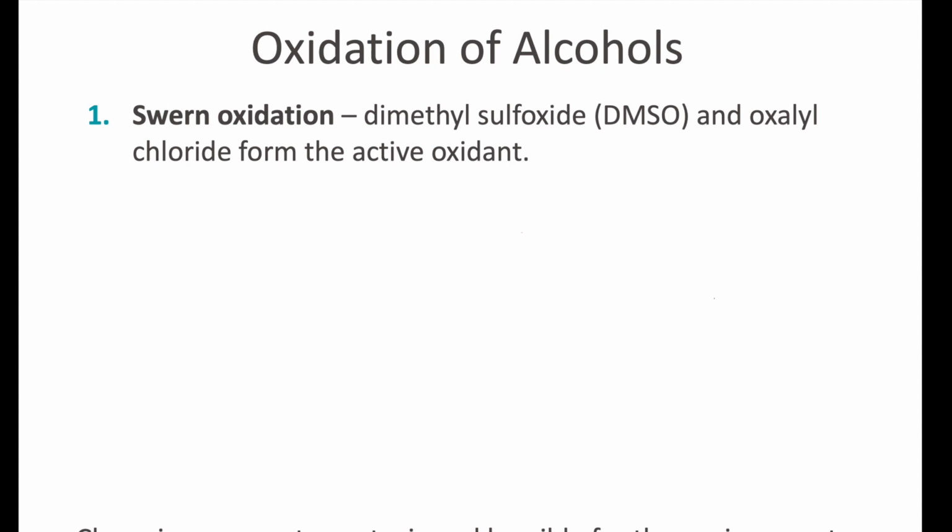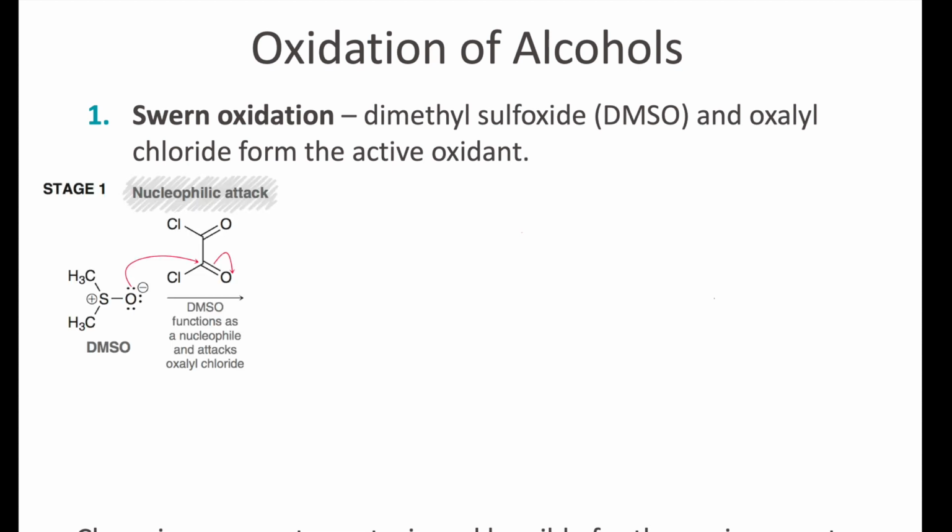All right, so it turns out chromium reagents are toxic and horrible for the environment. So we have alternatives we can use. I'll cover two of them here. The first one is called the Swern oxidation. It is basically using dimethyl sulfoxide, DMSO, and oxalyl chloride. Again, this chapter, I'm not too keen on you knowing these mechanisms, so we'll just discuss them briefly here.